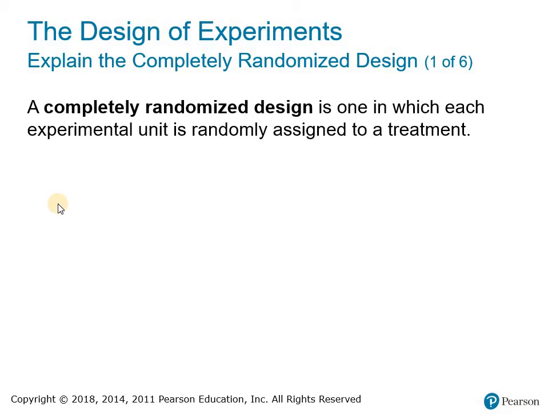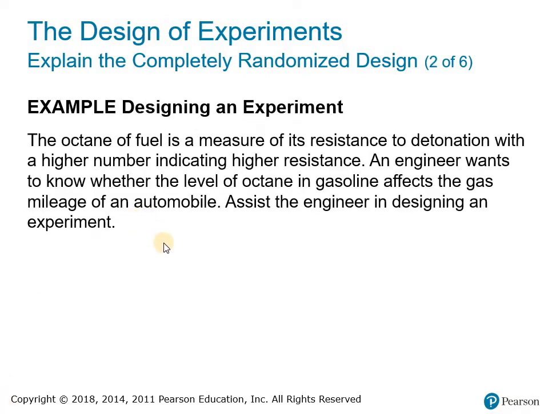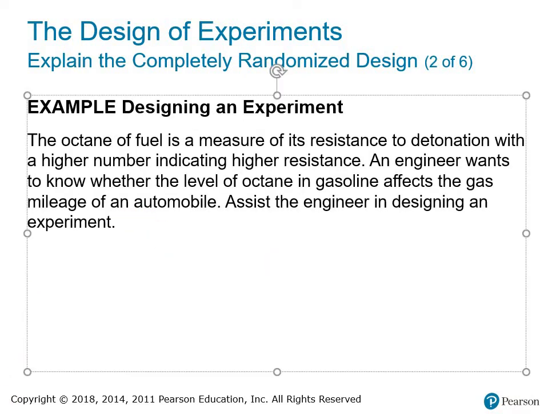A completely randomized design is one in which each experimental unit is randomly assigned to a treatment. An example: the octane of fuel is a measure of its resistance to detonation, with a higher number indicating higher resistance. An engineer wants to know whether the level of octane in gasoline affects the gas mileage of an automobile. Assist the engineer in designing an experiment.